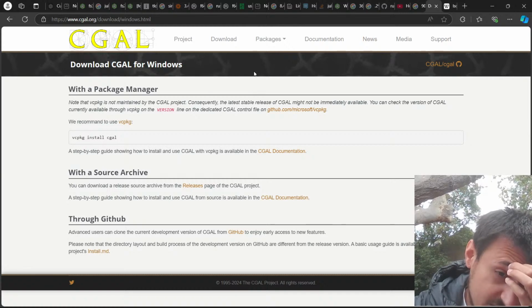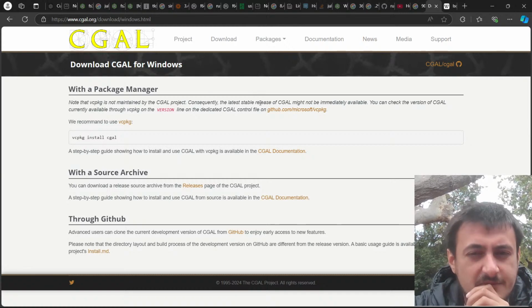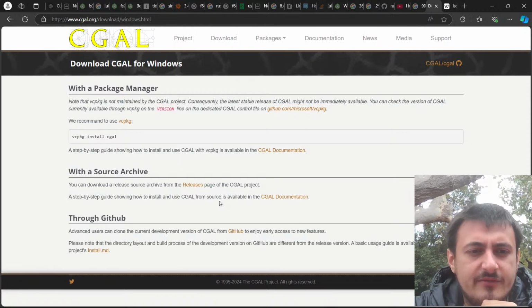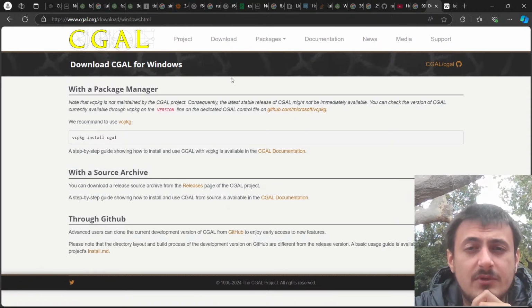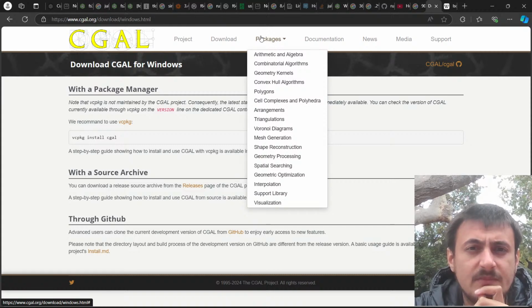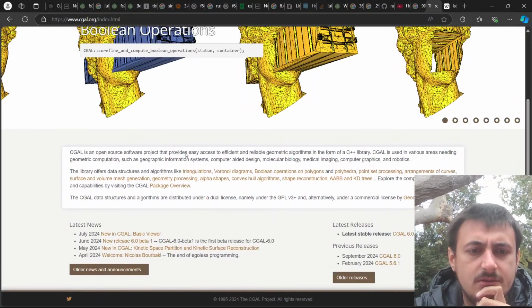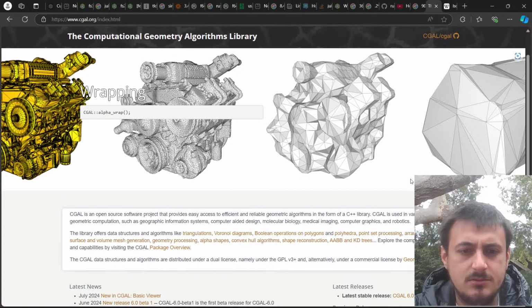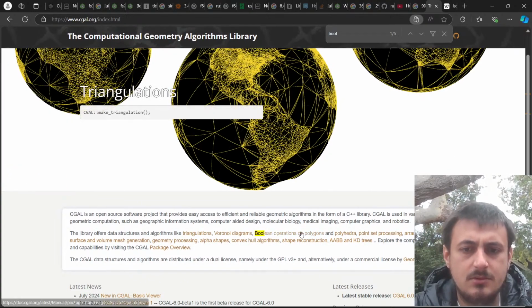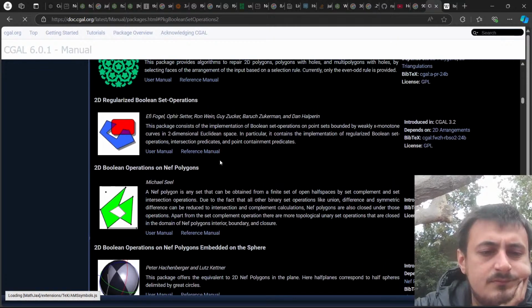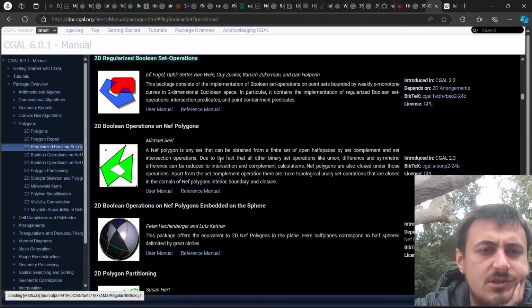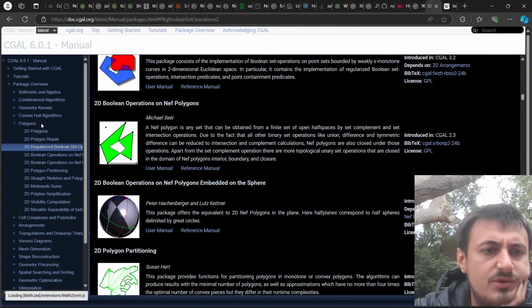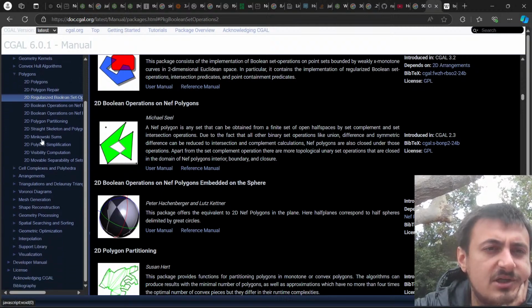Okay, so this will be a getting started with CGAL on Windows video. Let's see, project download. There's no getting started. So features. Okay. Polygons, but what about polyhedra? 3D Boolean. Wait, this is poly. Okay, here's the documentation. This is nice.